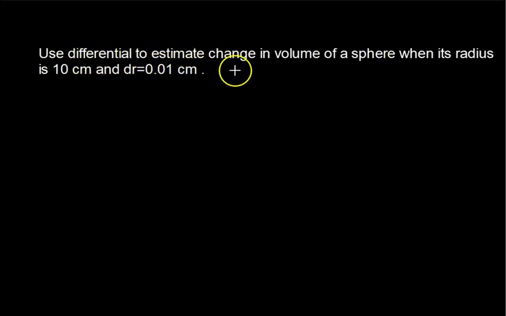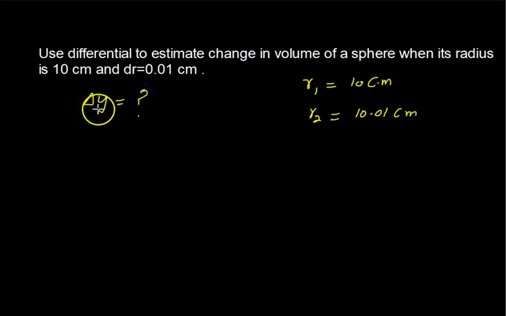It says to use differentials to estimate the change in volume of a sphere when its radius is 10 cm and dr, the change in radius, is 0.01 cm. Let's find delta y, the difference in y values of the true function. So here we have r1 as 10 cm. Difference in r values is 0.01 centimeter. So if the first value is 10 centimeter, the next value would be 10.01 centimeter. We need to find the difference in y values corresponding to these r values.